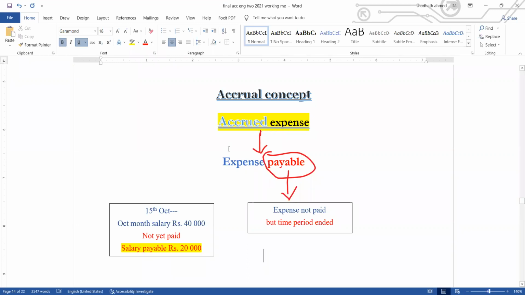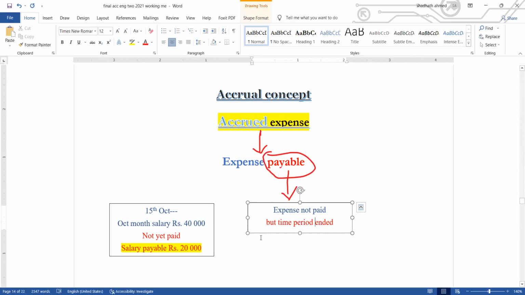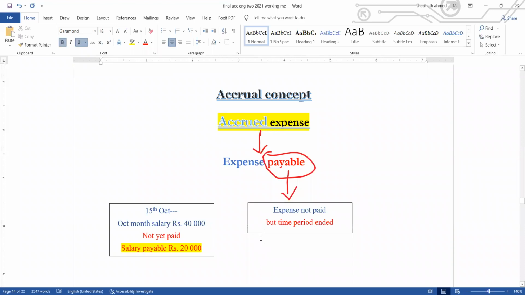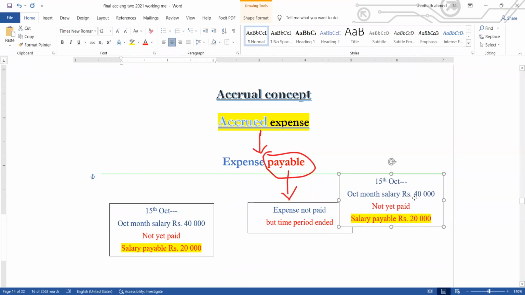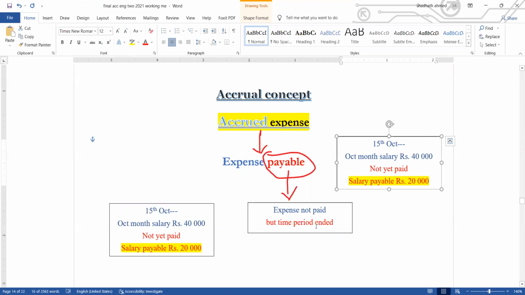So accrued expense means expense payable, but there is a condition. The condition is expense not paid, but time period ended. In this case, the time period ended only 15 days. Therefore, salary payable 20,000. I'll take one more example, then it will be more clear, for expense not paid, expense payable.